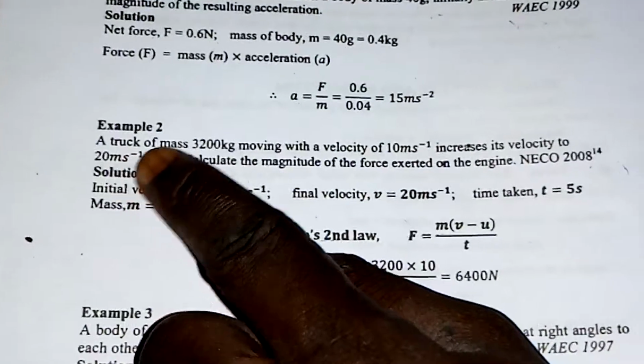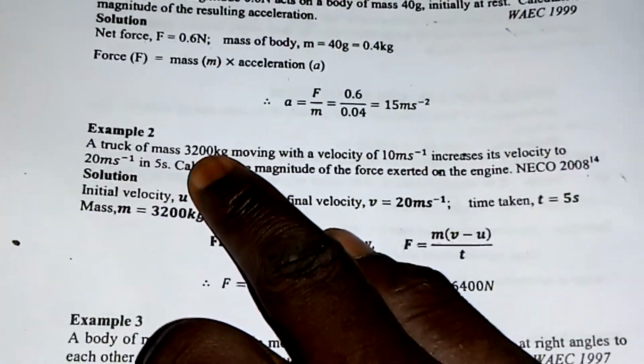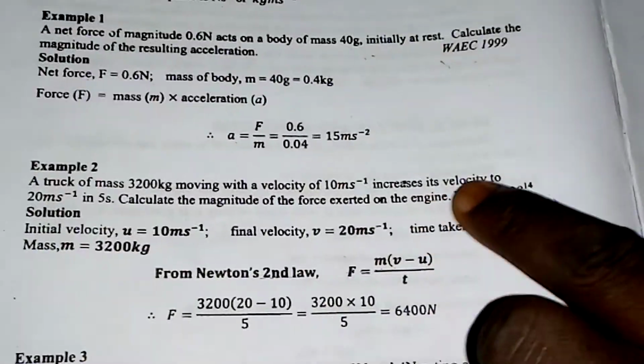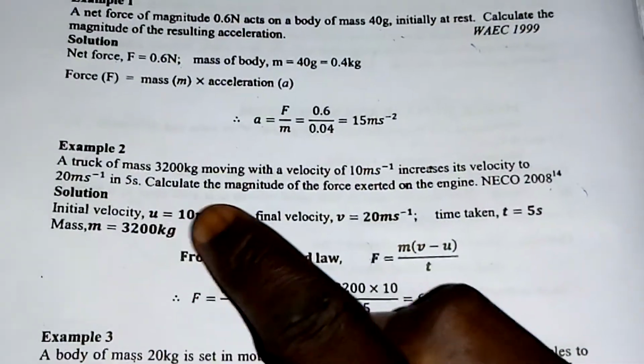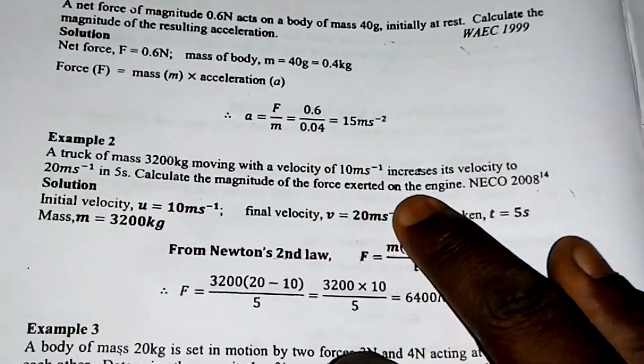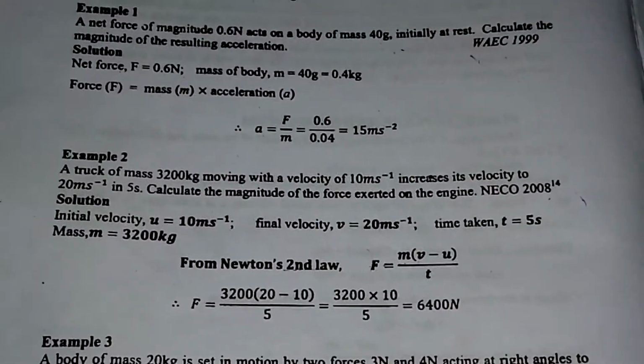Looking at example 2: a truck of mass 3200 kg moving with a velocity of 10 meters per second increases its velocity to 20 meters per second in 5 seconds. Calculate the magnitude of the force exerted on the engine. So let us look at that.